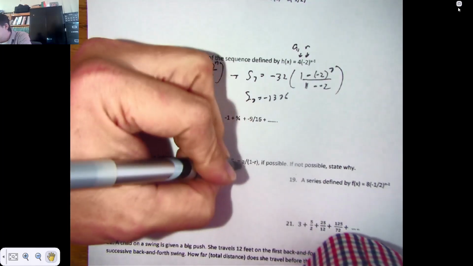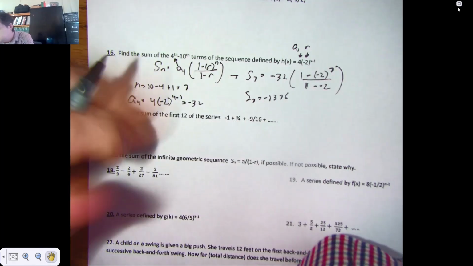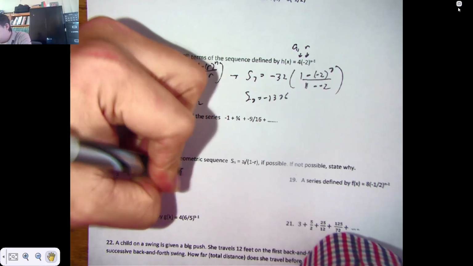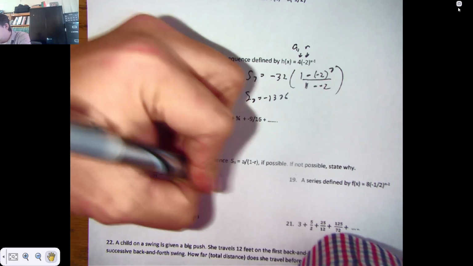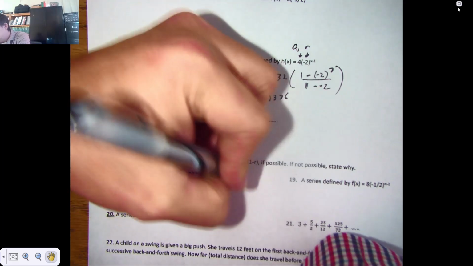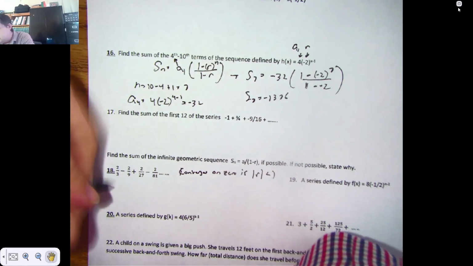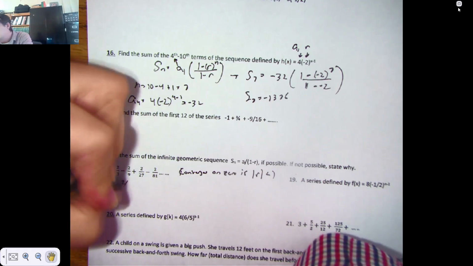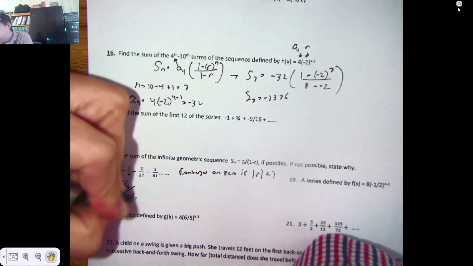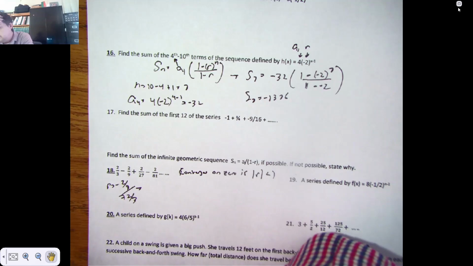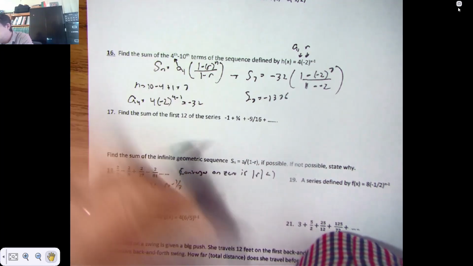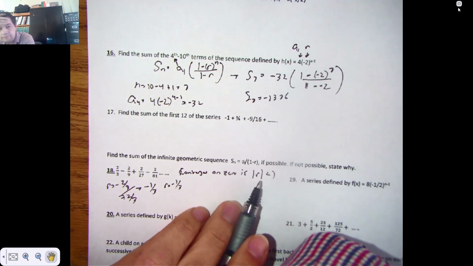18. Find the sum of the infinite geometric sequence. S of n is a sub 1 over 1 minus r if possible. If not possible, state why. So the deal is it converges on 0 if the absolute value of r is less than 1. So when I glance at these, this is what I'm thinking in my head: negative 2/9 over a positive 2/3 should be negative 1 over 3. That's my ratio. And that's definitely going to be less than 1.